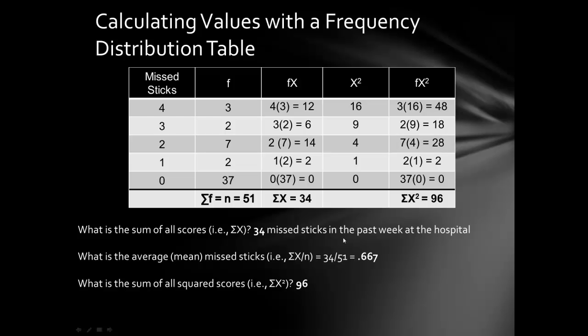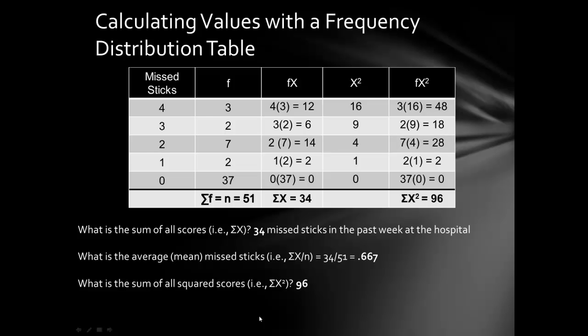Now this is important because you're going to be calculating means or averages throughout the semester. To figure out the average or the mean, you have to find the sum of X and divide it by the total number in the data set. So what is the sum of all the scores divided by how many scores I actually have in my data set? 34 divided by 51 gives you an average of 0.667 missed sticks in this sample.